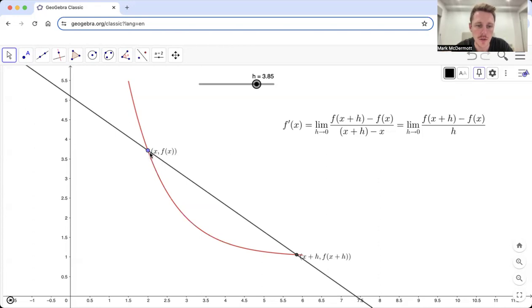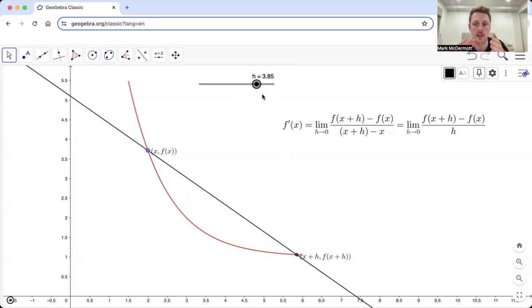If we look at these points again, we've got point x and then point x plus h. You can see that these are separated by a distance of h. And at the moment, h is 3.85. So this point here is 3.85 to the right of this point. And so what we're saying now is we're introducing this idea of limits.